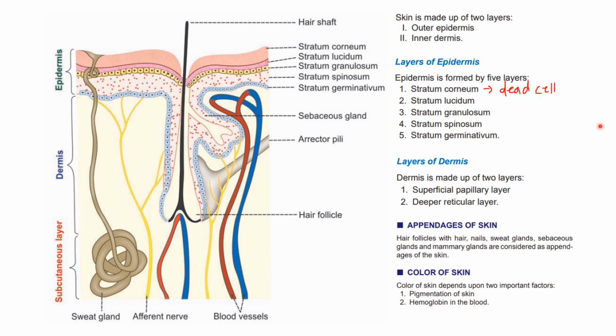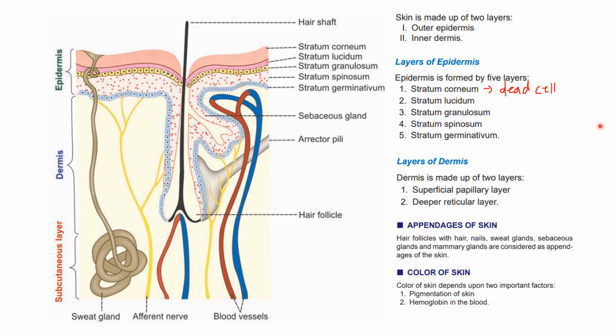Then the second layer is the deeper reticular layer. The reticular layer is made up of reticular or elastic fibers, and these fibers are found around the hair bulb, sweat glands, and sebaceous glands. The reticular layer also contains mast cells, nerve endings, lymphatics, epidermal appendages, and fibroblasts.